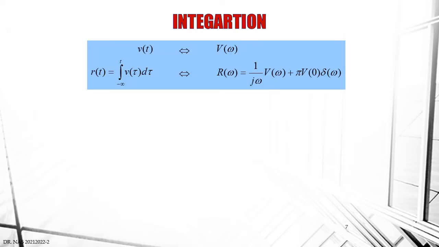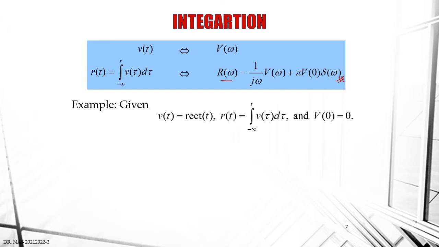Okay, the next Fourier transform property is integration. Same thing, refer to the table for the Fourier transform equation. If you have an integration of v(t) dt, or v(τ) dτ in this case, the Fourier transform of r(t) is R(ω), given by this equation. Let's look at the example. Given v(t) equal to rect(t), obviously you need to find V(ω).